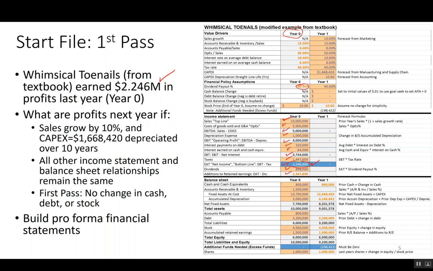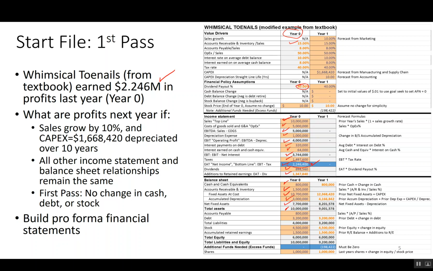As far as the balance sheet goes, they had cash and cash equivalents. That's what's driving the interest up here. We'll assume all that is interest bearing. They had accounts receivable and inventory of 1.5 million, what happens to be 15% of sales. So we're going to use that as a value driver to forecast the future. They had fixed assets at cost, so the historical recording of all capital expenditures at cost of 10.7 million. They've accumulated depreciation of 3 million so far, so those assets are sitting at a book value of $7.7 million.